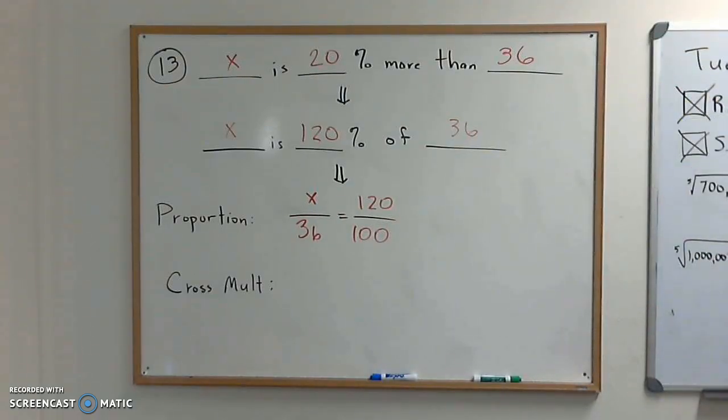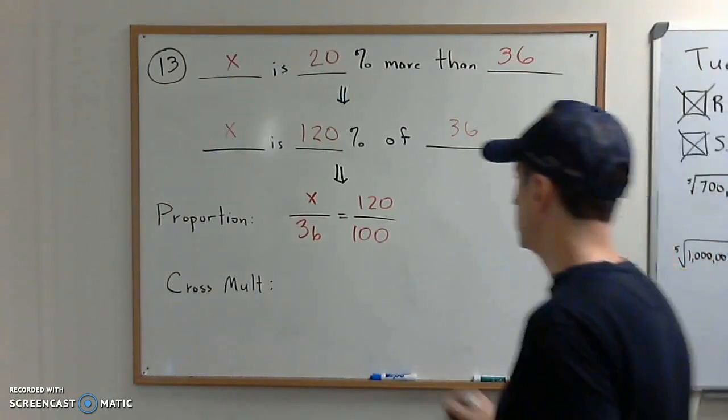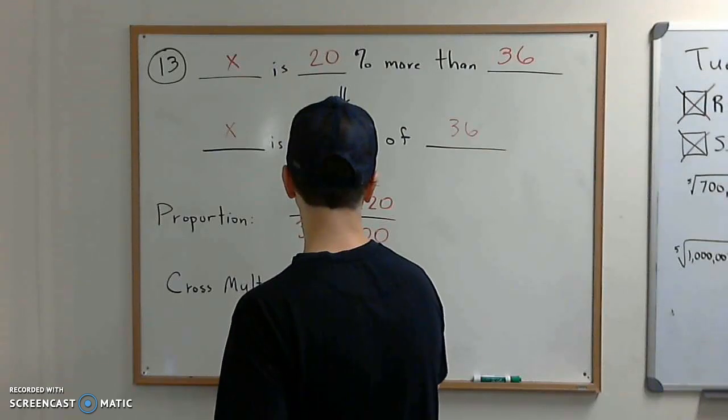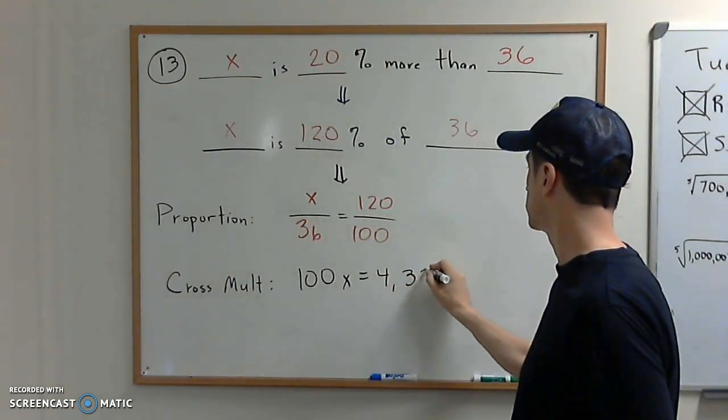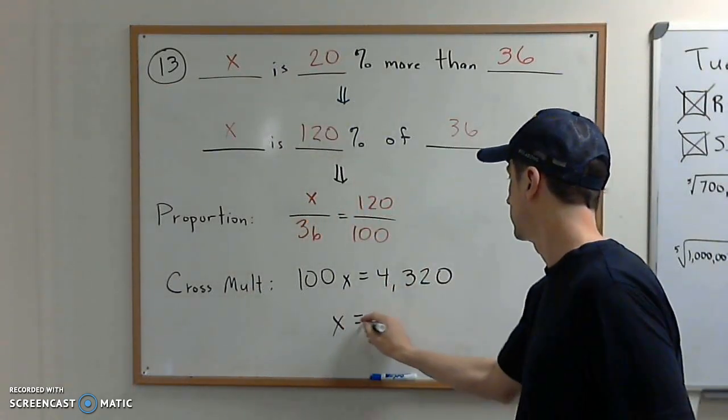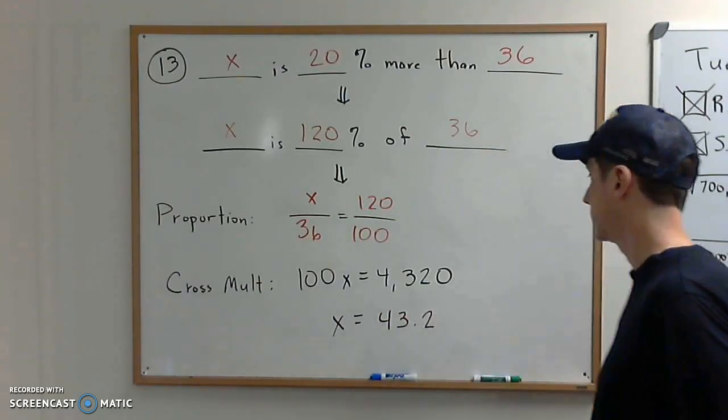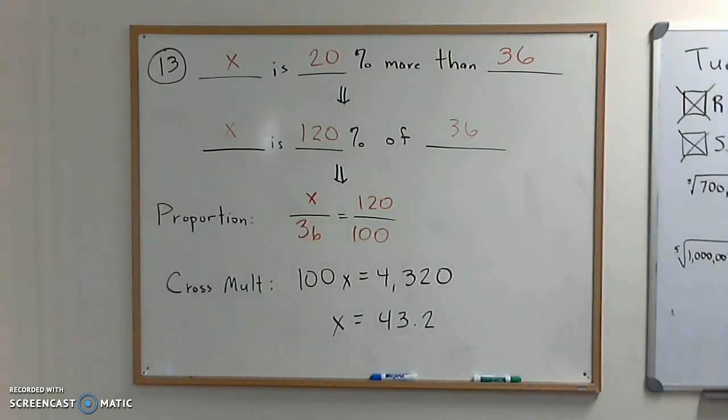Significant. And boy, does the GRE test on that a lot. So we always remember when we see more than or less than, we must add or subtract from 100. So like I said, at this point we are ready to cross multiply. And we get 100x equals 4,320, and divide by 100, x equals 43.2. So you should be able to use this exact same solution to solve all of numbers 13 to 22.